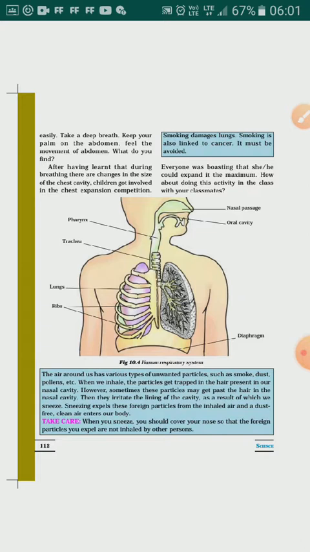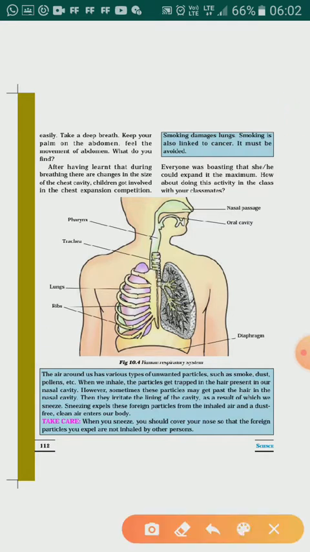Breathing is a little different from respiration, because breathing is a physical process, not a biochemical process, which includes inhalation and exhalation. So breathing is inhalation and exhalation, and respiration is cellular respiration, that is burning of food and release of energy. Breathing is a physical process, and respiration is a biochemical process, where chemistry is involved. That's the difference.